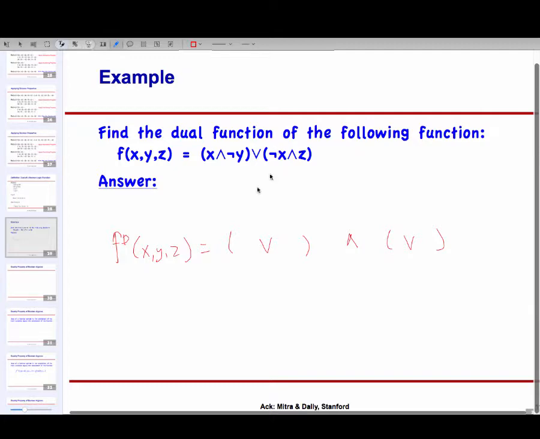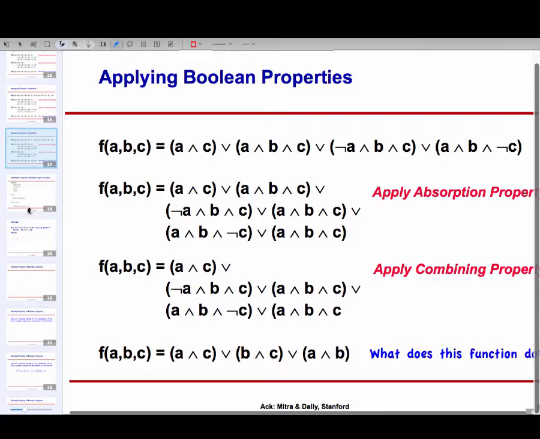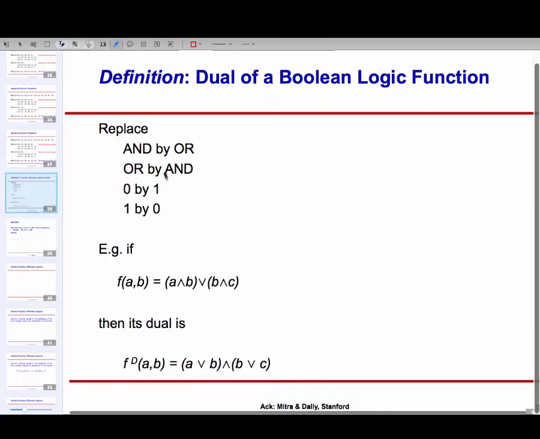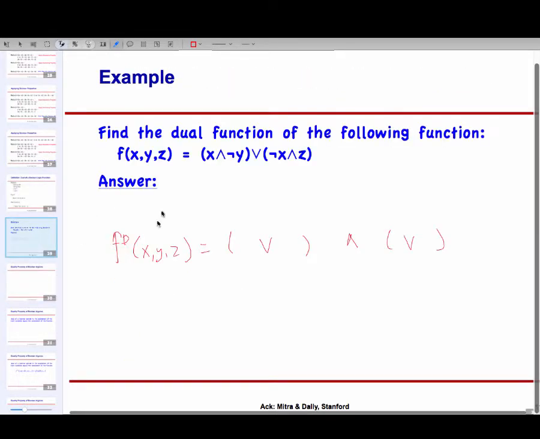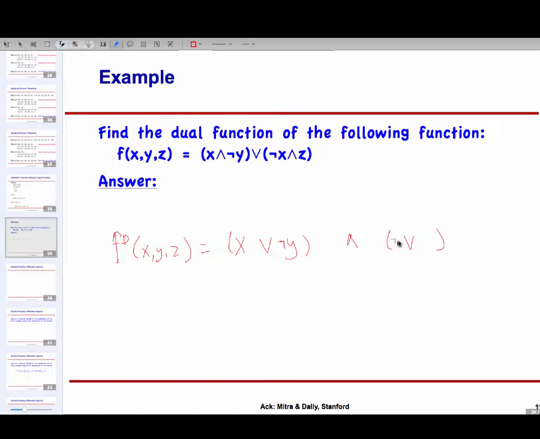Okay. So 0 becomes 1, 1 becomes 0, but not remains unchanged. Remember, if we go back, the definition of dual was simply and by or, or by and, 0 by 1, 1 by 0. It said nothing about nots. So we are not doing anything to not. In fact, they just carry over. So this remains x, this remains not y, this remains not x, and this remains z. Okay, so that's the dual. Given a function, going to the dual is relatively straightforward. Again, not is not changed at all. Okay.